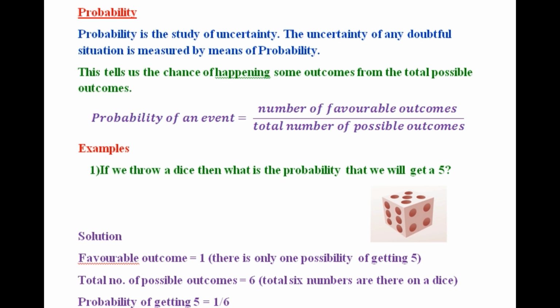So what is the favorable outcome? Getting 5. There is only one possibility of getting 5. So the number of favorable outcomes is equal to 1. Therefore, the probability of getting 5 is equal to the number of favorable outcomes, 1, divided by the total number of possible outcomes, 6. Therefore, 1 by 6.